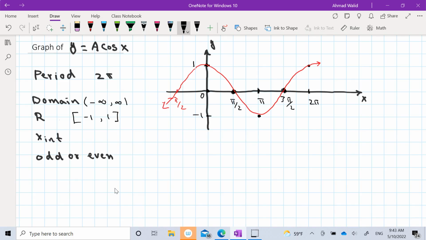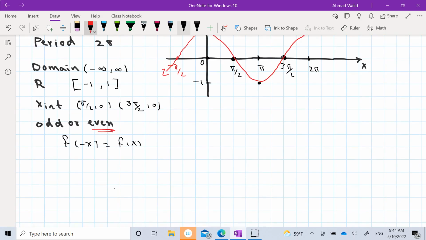X-intercepts are where the cosine becomes 0. At pi over 2, comma 0, and 3 pi over 2, comma 0. To see if this function is odd or even, you see your graph is symmetric about the y-axis. It means f of negative x equals f of x. It means the graph of cosine is even.